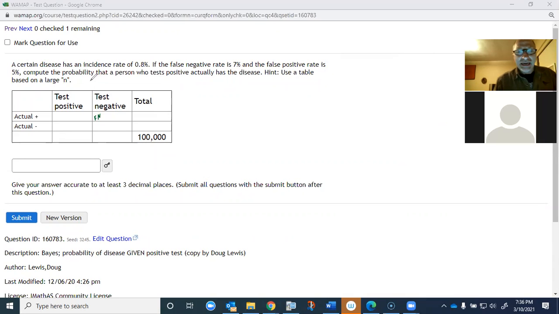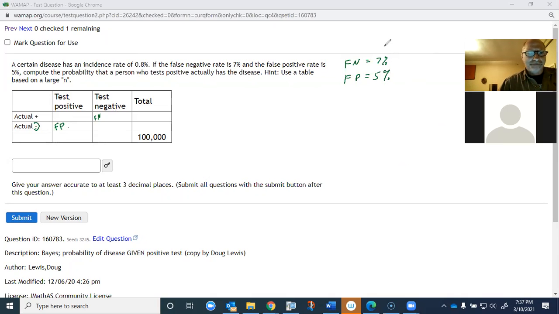And it says the false positive rate is 5%. A false positive is that they're in the positive test, but they actually don't have it. So these are the two false ones. If you test negative but you actually have it, or if you test positive but you don't have it, those are your two false tests. The false negative rate is 7% for this one. So I'll just write this: false negatives equals 7% and false positives equals 5%.